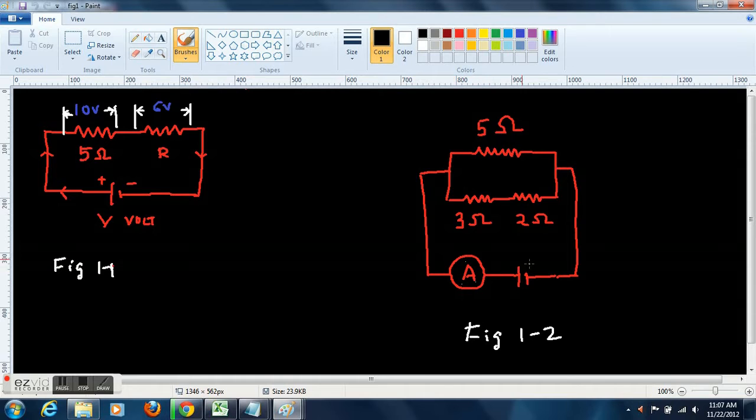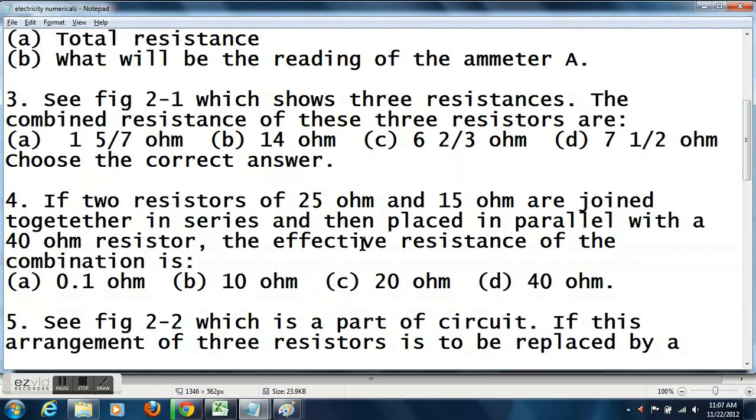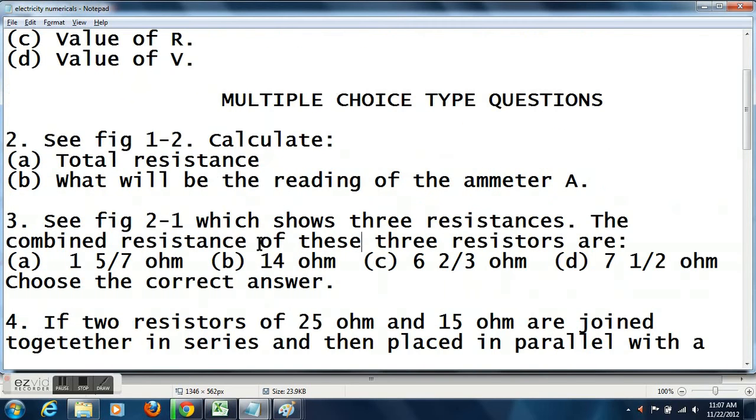Remember, the voltage of the battery is 4 volt. Okay, I forgot to write it here. Please note it down. The voltage of the battery is 4 volt. Without this you cannot solve this problem.